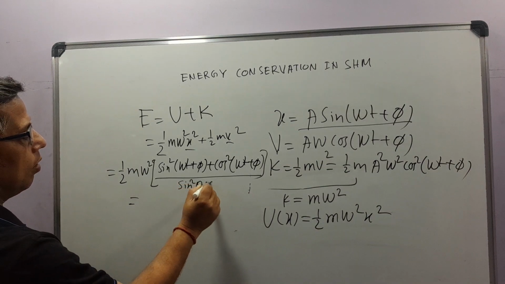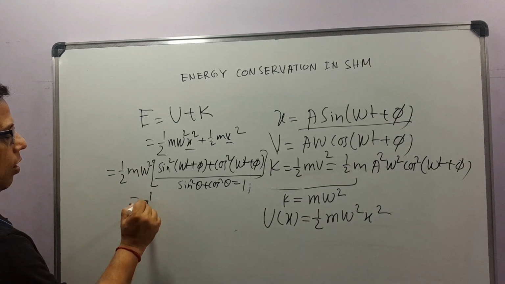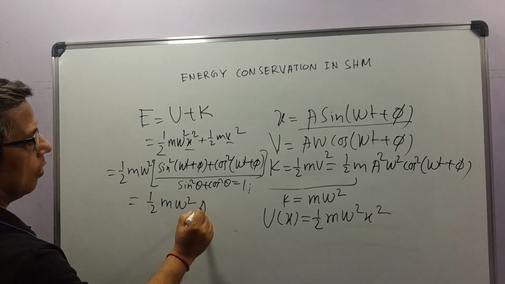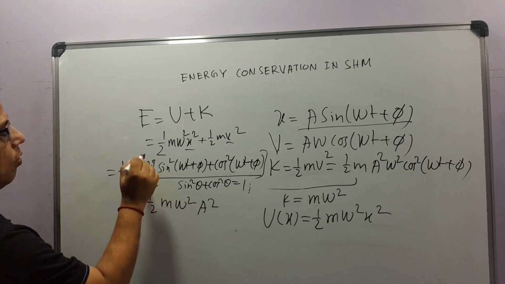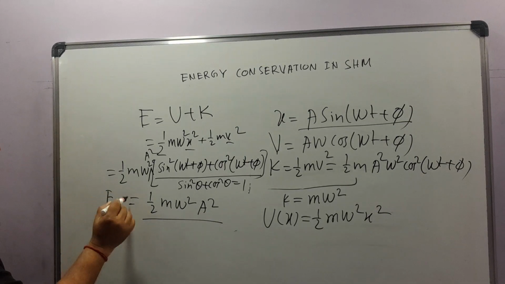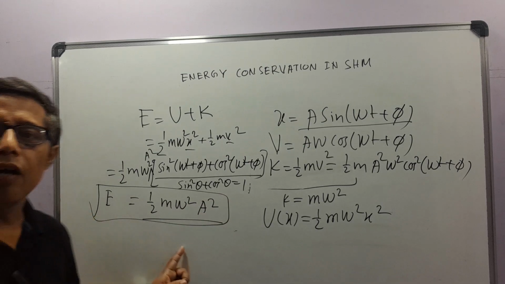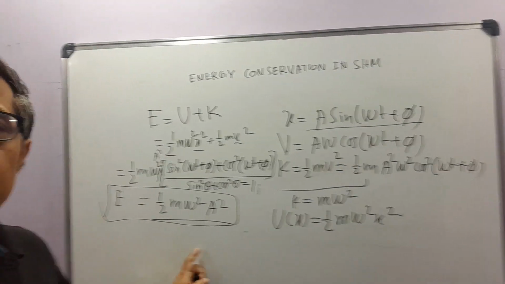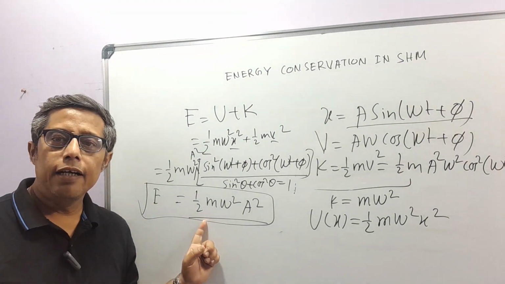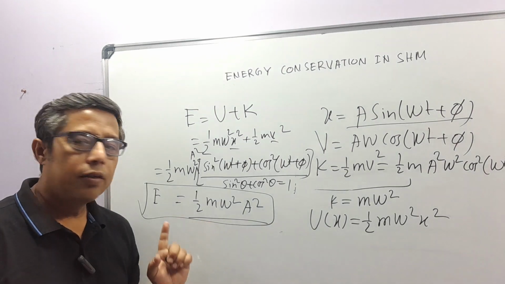We know that sine square theta plus cos square theta is equal to 1, right? So it will be half m omega square a square. Yeah, one more part, the a square, we missed here, right? So this is the total energy. You can see that the total energy is independent of time. So total mechanical energy in case of simple harmonic motion is independent of time, right?